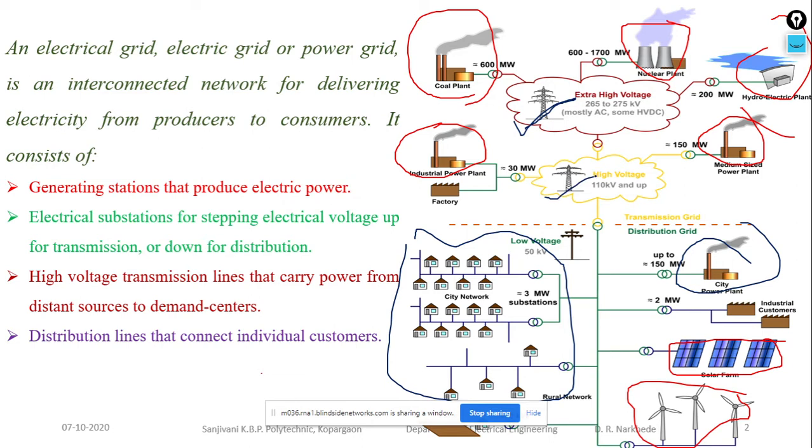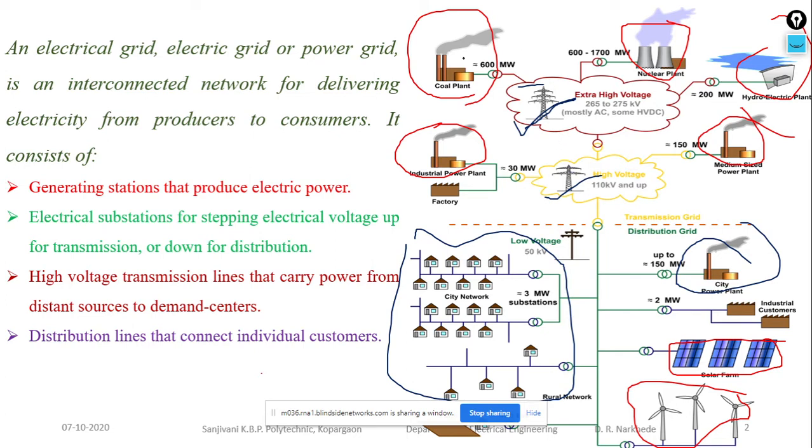These structures are called transmission towers. As the voltage level increases, the height of the transmission tower also goes on increasing. The height of the transmission tower totally depends on the voltage levels, and the spacing between the two conductors also depends on the voltage level.